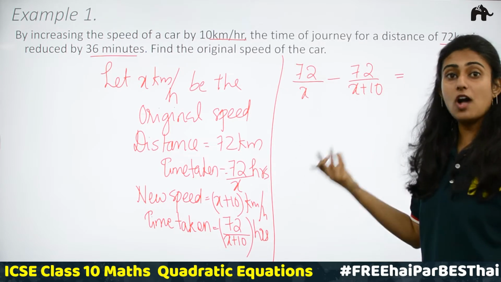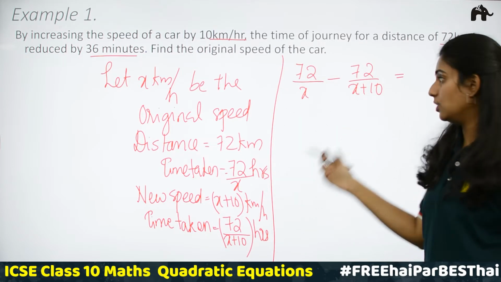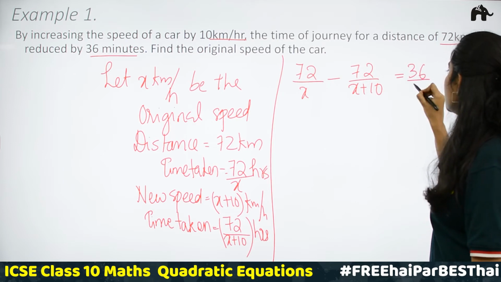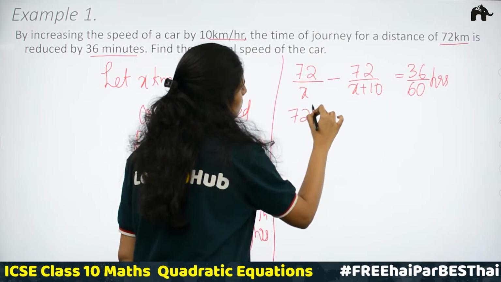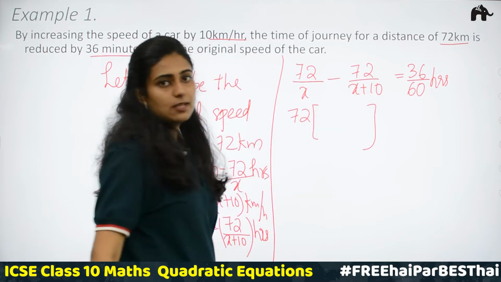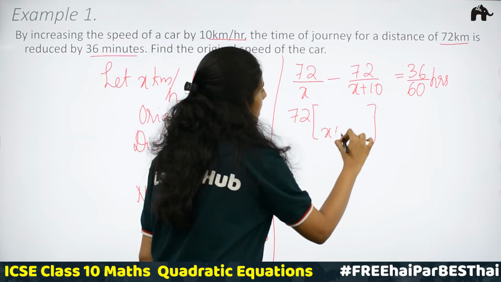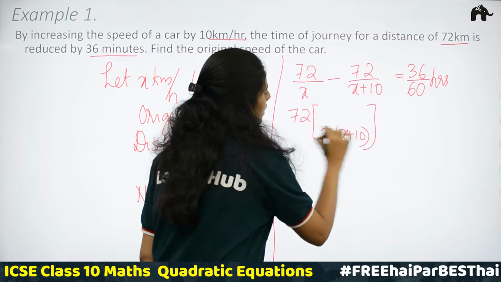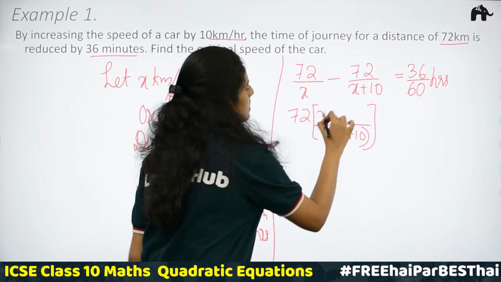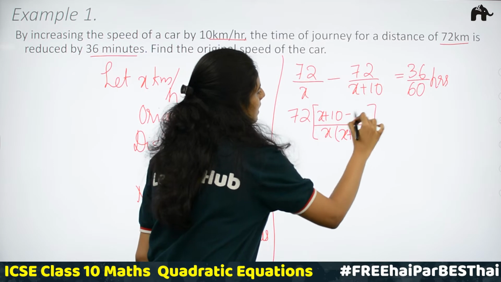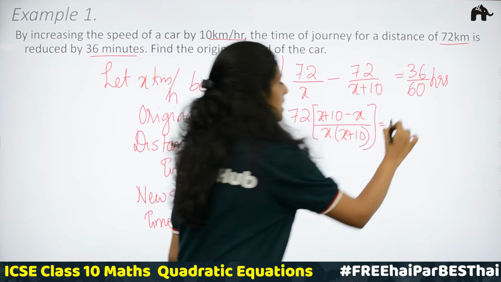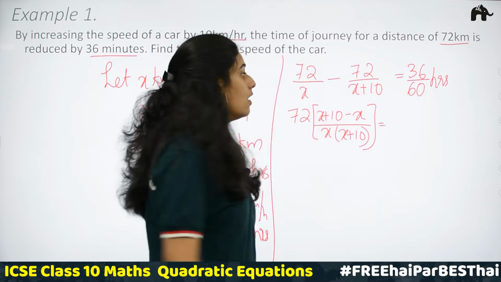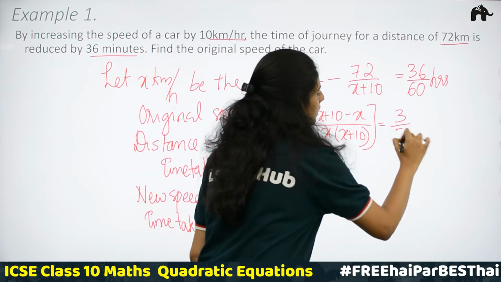We have to convert it into hours. We have to use only the standard units. 36 minutes is 36 divided by 60 hours. Okay. Now this can be written as 72 into, taking LCM of the denominator, we get x into x plus 10. Numerator, here we get x plus 10 minus x, that is equal to 36 divided by 60, 6 by 10 or 3 by 5.